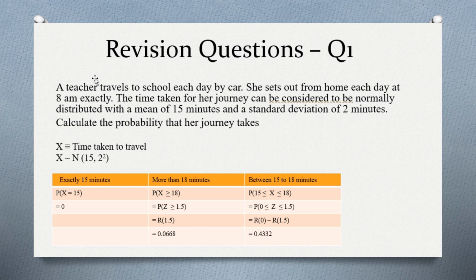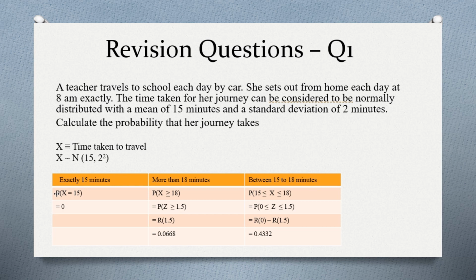All right. A teacher travels to school by car. She sets out from her home at 8 a.m. exactly. The time taken for her journey can be considered to be normally distributed, so you know it's a normal distribution. And if they don't even tell you that, you should already know, because the mean and standard deviation are given to you in the question. So the mean of 15 minutes, standard deviation 2 squared. All right, so time taken to travel. So the first part asks you exactly 15 minutes. You should already know this by now.